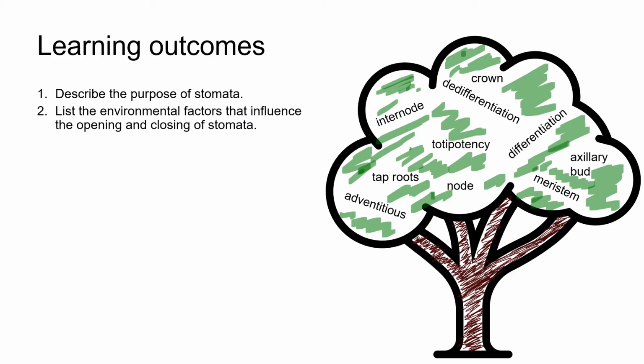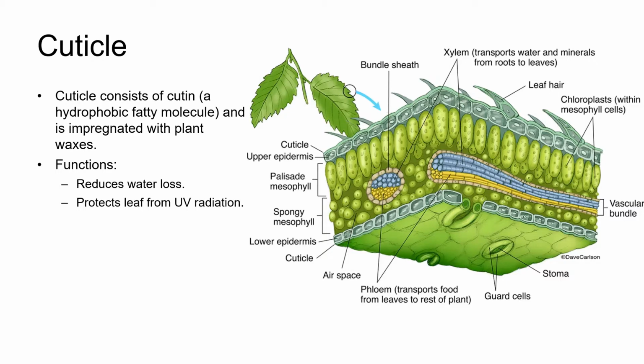By the end of this unit, you'll be able to describe the purpose of stomata and list the environmental factors that influence the opening and closing of the stomata. So let's start by looking at the outer surface of leaves.